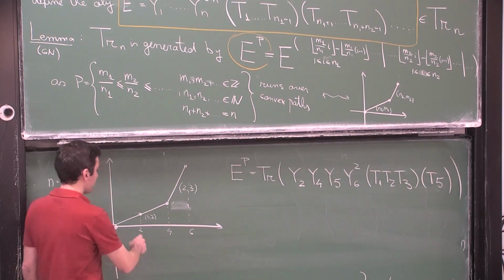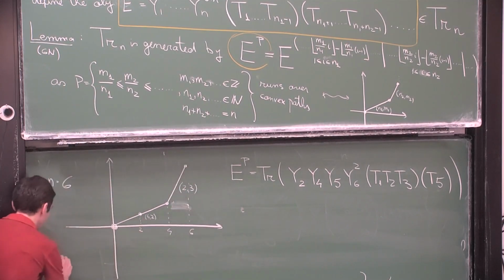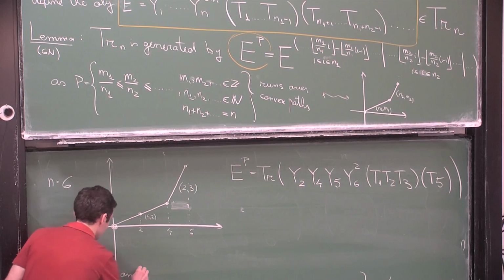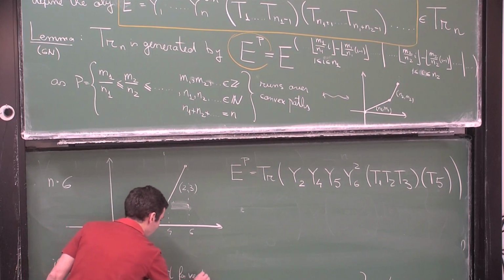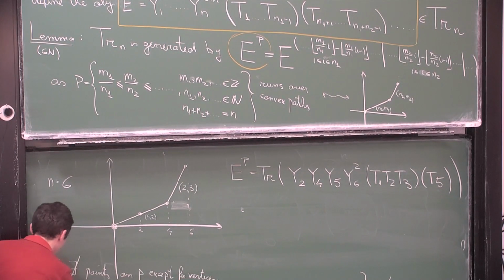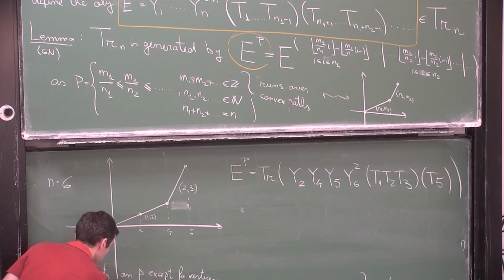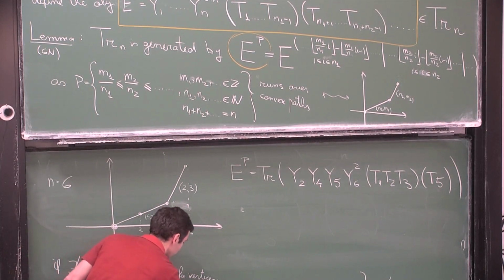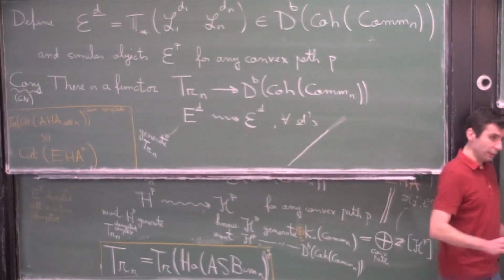Now, if there are no lattice points on the path except for the vertices, i.e., if the inequality is of the following form: m1 over n1 strictly smaller than m2 over n2, strictly smaller than all of the other ones, then HP is just equal to EP. There's no need for an idempotent. So if all of the m over n's are coprime, you don't need an idempotent.